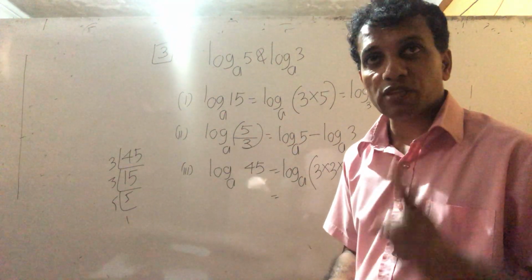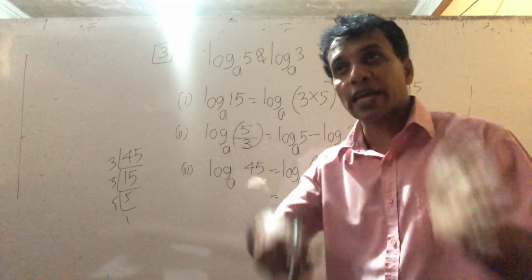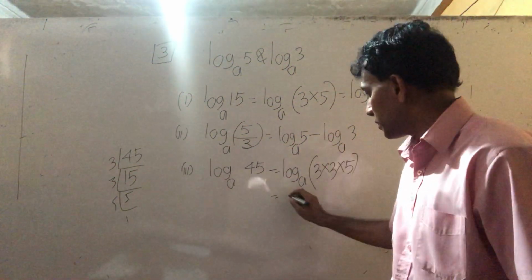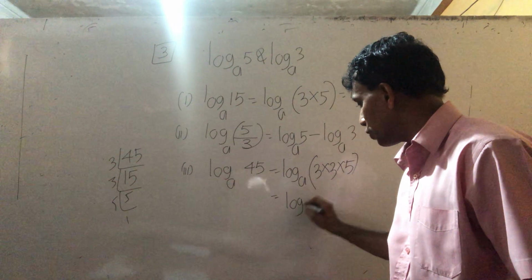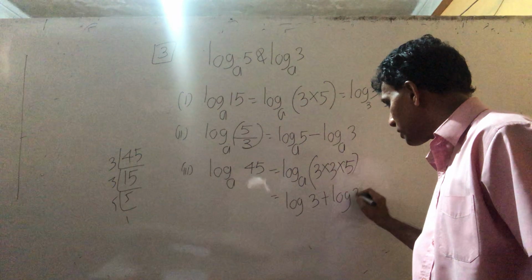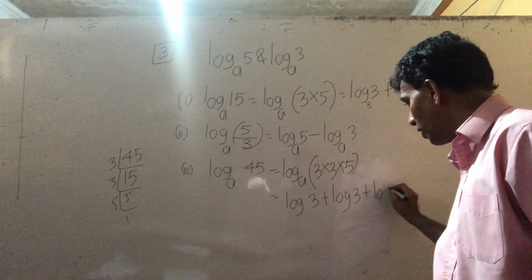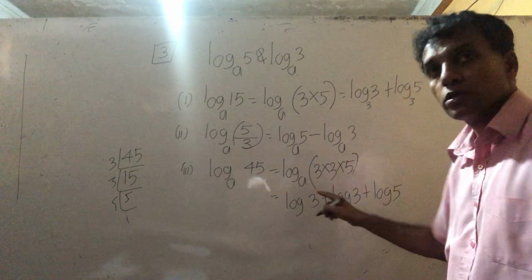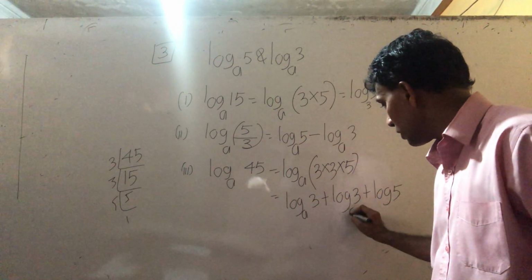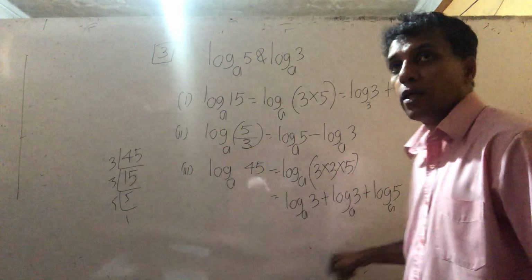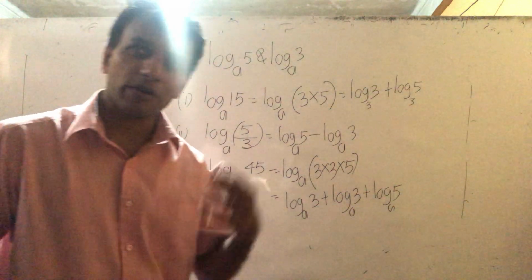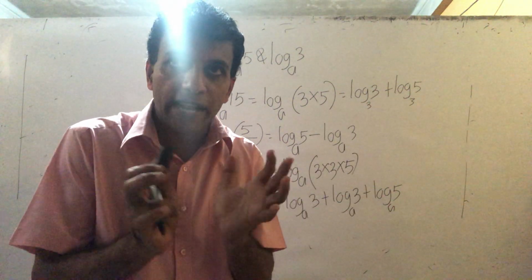Now the first rule: if it's multiplication, on the other side it's addition. If it's added, we multiply. So multiplying in the bracket gives logarithm 3 plus logarithm 3 plus logarithm 5. Multiplication is addition. All the bases are equal, base a. This is the final answer.